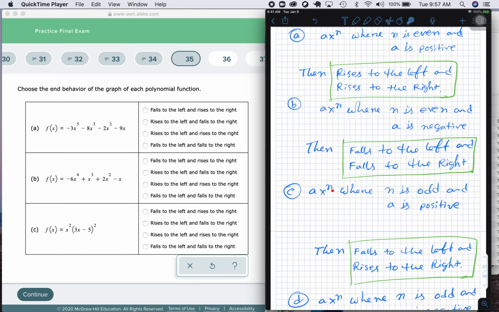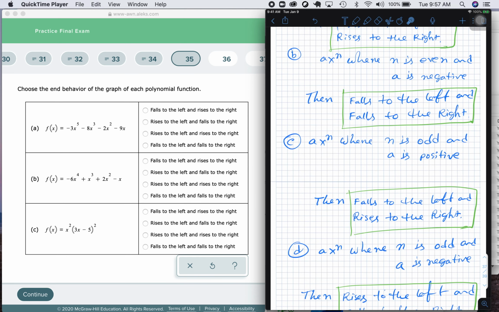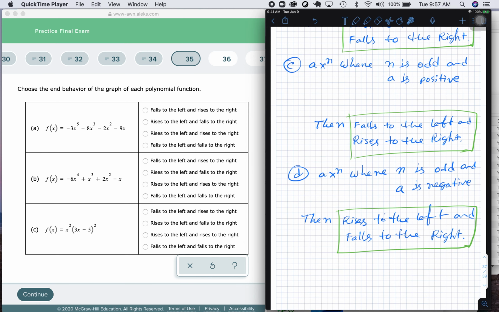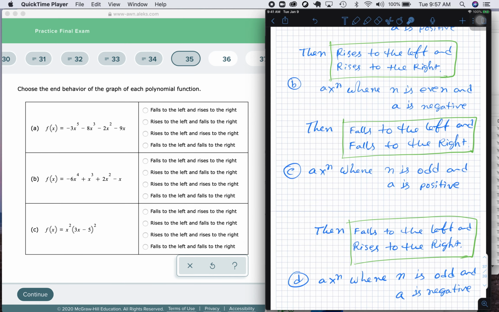If you see n is an odd number and a is positive, then the end behavior would be falls to the left and rises to the right. If n is odd and a is negative, then the end behavior will be rises to the left and falls to the right. Okay, following these rules, we can answer those questions.